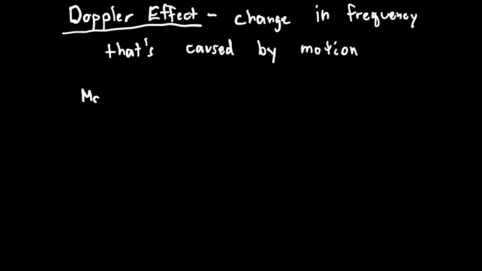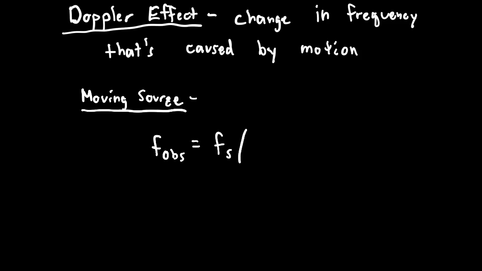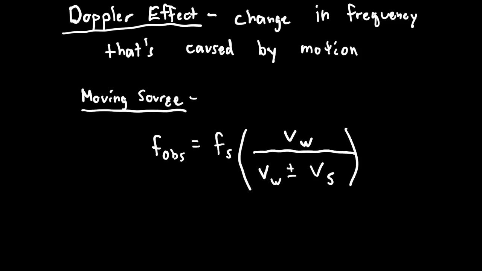So if I have a moving source of sound, so this would be an ambulance actually moving, I can calculate how the frequency changes. The frequency that I observe, whatever I hear, is equal to the frequency of the source, so whatever the ambulance frequency is, times velocity of sound in whatever medium I have, divided by the velocity of sound plus or minus the velocity of the actual source of the ambulance.